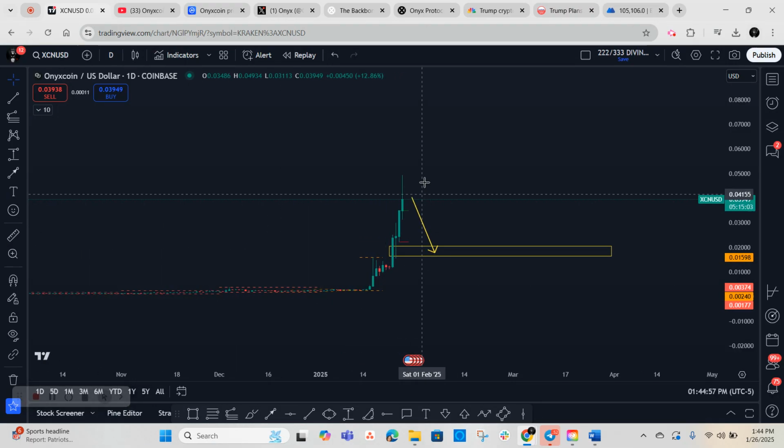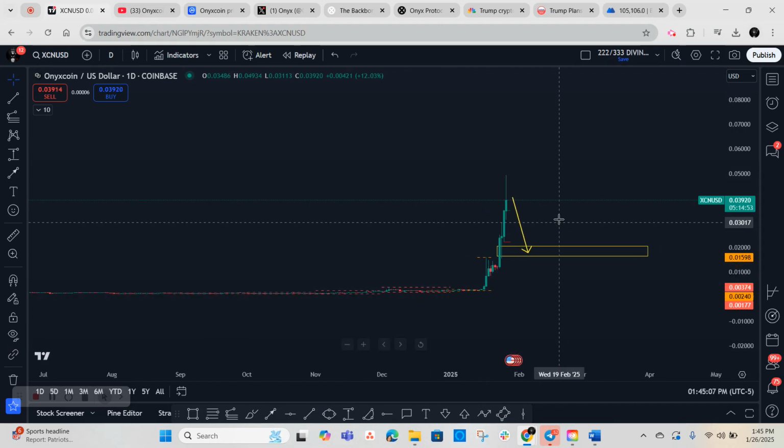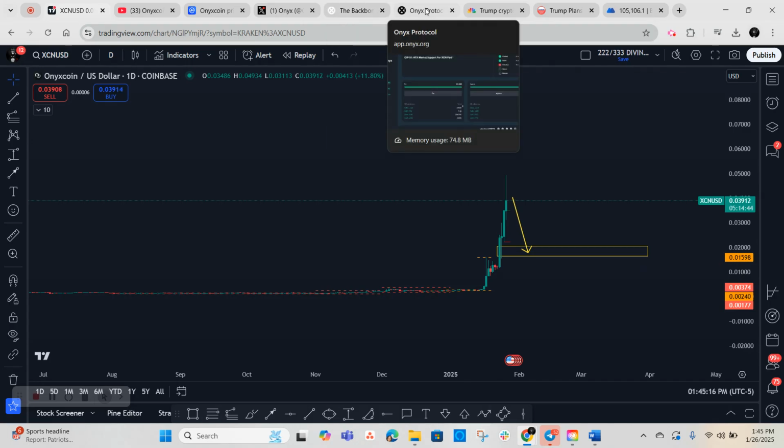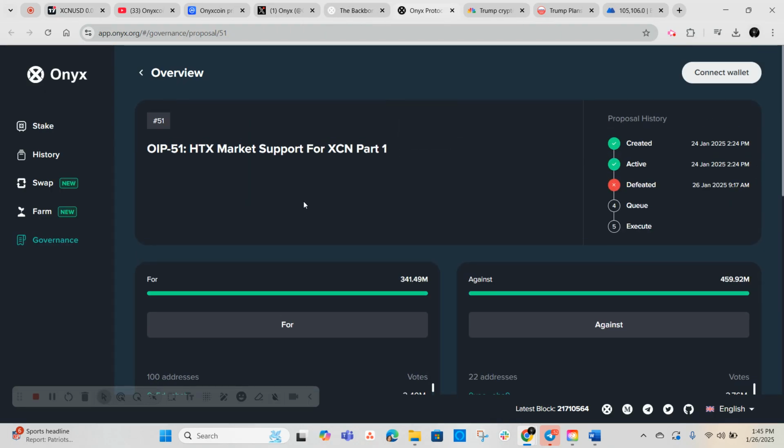Now we have our targets that have already been set based off this impulse. I do expect price to come back. I will be patient. What I add, yes, because I like what's going on with XCN. Now, with that being said, I want you to also take some things into consideration. We're going to look at the protocol.